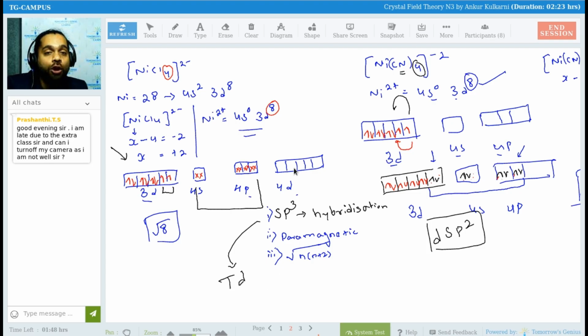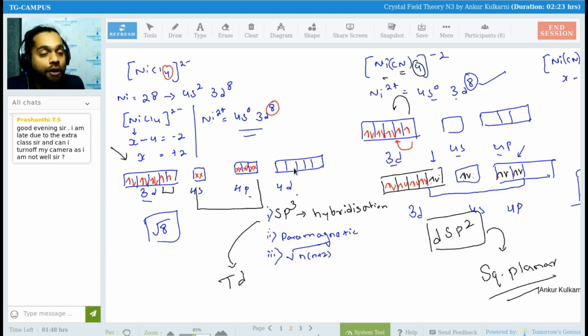And dsp2, although there are the same 4 ligands, hence your Ni(CN)4 is square planar. So add it to your list. In the VSEPR, we did not do this because for VSEPR, this does not exist. dsp2, it is square planar. Come on, write it down. dsp2 is square planar.